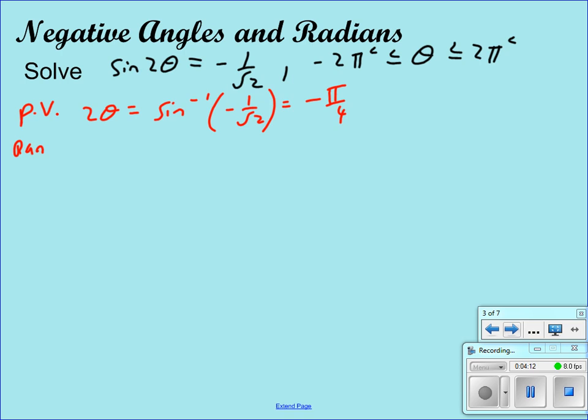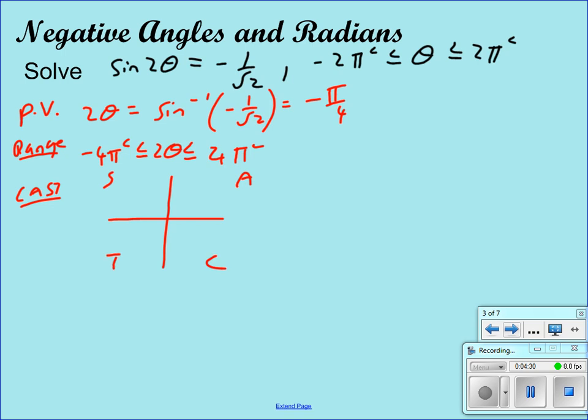If I check my range, I don't have theta anymore, I have 2 theta, so this is 4 pi radians going to 4 pi radians, so minus 4 pi to 4 pi. Then we do CAST, all silly tomcats, yeah? So we're looking at this negative principal value here, so this is pi over 4. And where else is sine negative? Sine is negative in cos, but it's also negative in tan, so this pi over 4 must go here, yeah? Pi over 4 radians.